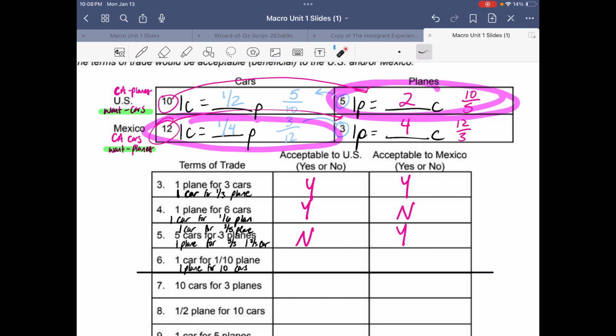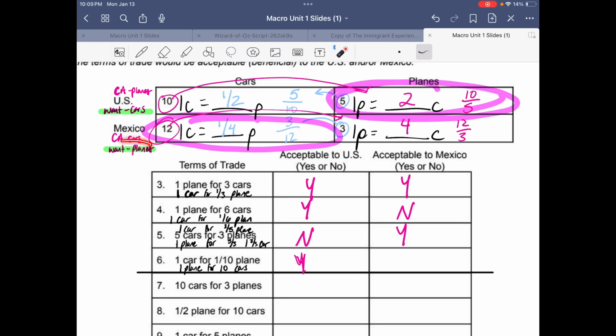In the United States, they want cars, so we're going to focus on cars. They can make 1 car, and it costs them the same amount of time as it would to make half of a plane. Or they could trade 1 car for giving up 1/10 of a plane. 1/10 sounds better, so I'm going to say yes to this because it was the lower number. We're always comparing it to this. And if this number is lower, it's a yes. If this number is higher, it's a no. And we're about to get a no here in 1 second.